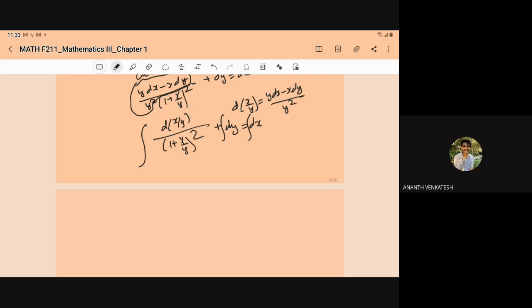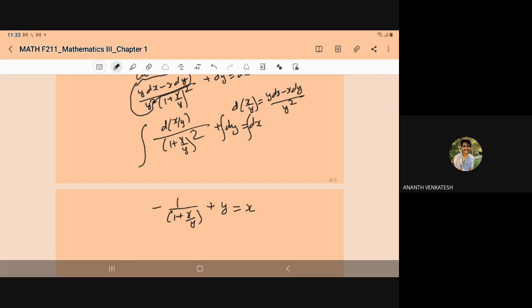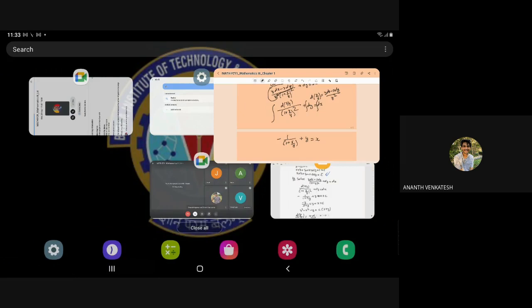Minus 1 upon 1 plus x by y. Its integration will come minus 1 upon 1 plus x upon y, plus its integration is y, its integration is x. So here, just by manipulation, you can bring your equation into the exactly integrable form.